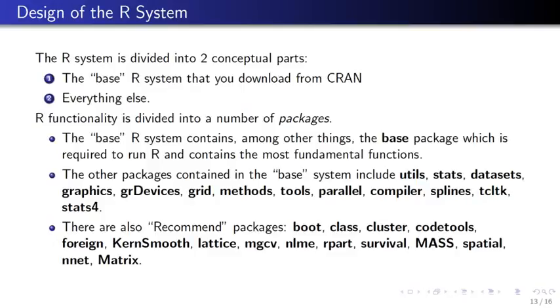And then there are other packages contained in the base system, which includes, for example, utils, stats, datasets, graphics, and a bunch of other fundamental packages that more or less everyone might use. And then there are a series of recommended packages, so boot for bootstrap, class for classification, cluster, codetools, foreign, and a variety of other packages. These are commonly used packages. They may not be critical packages, but they're commonly used by many people. So all of these packages come with the base R system that you download from CRAN.